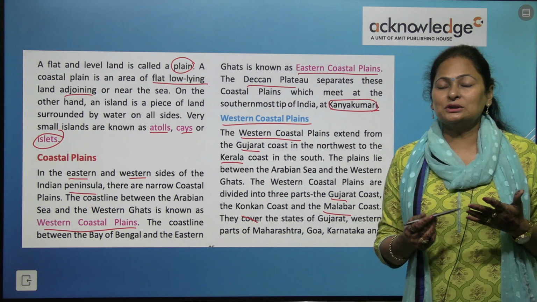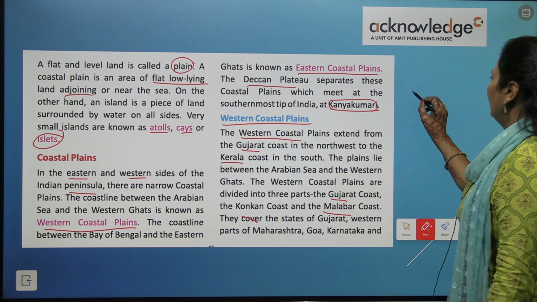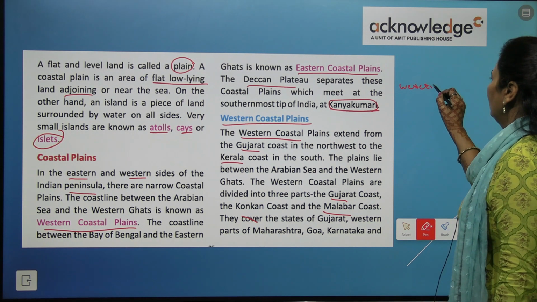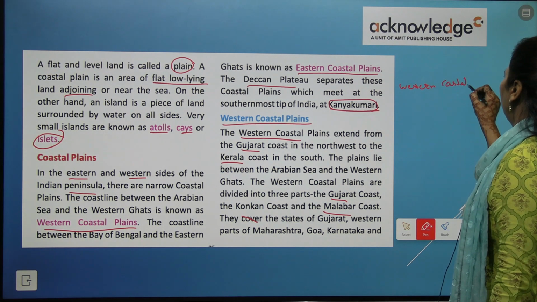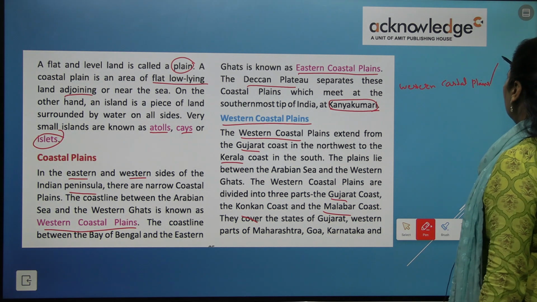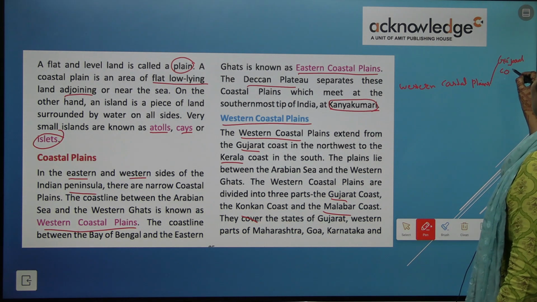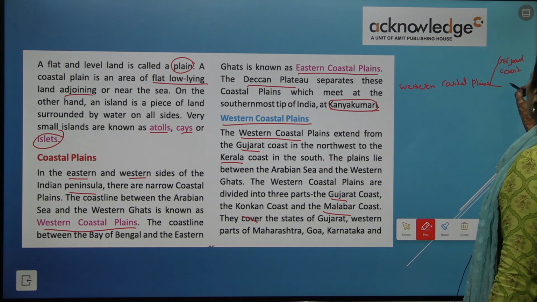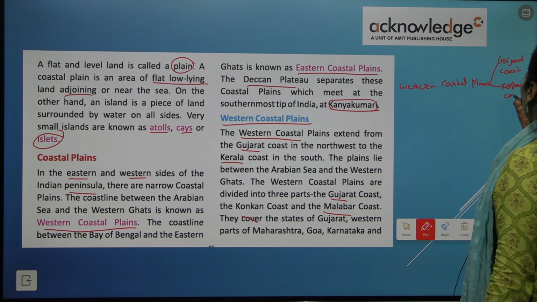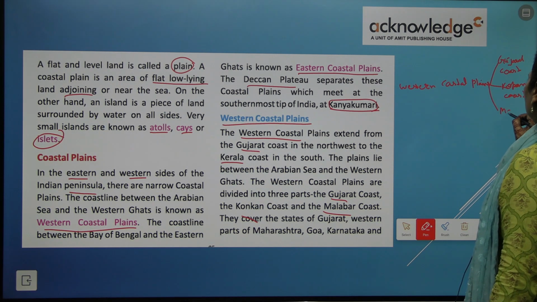You can write it like this: the Western Coastal Plains are divided into 3. Which coasts? First is the Gujarat coast. Second is the Konkan coast. And the third is the Malabar coast.